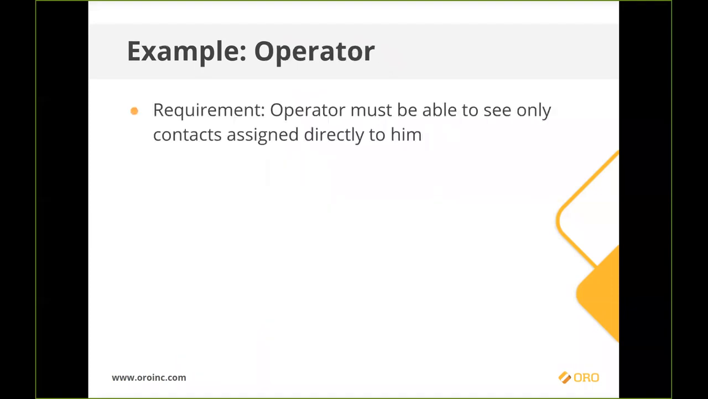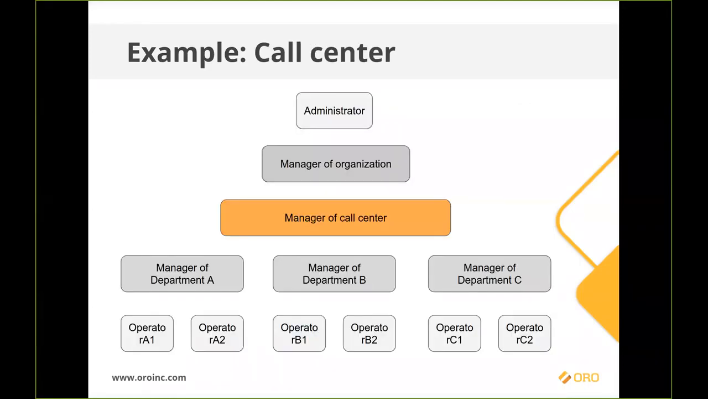So our requirement would be that operator must be able to see only contacts assigned directly to him. So what should be the ownership type and what access level should operator have? Okay, try to think about it, and in a second we will continue the discussion. Again, this is how it looks. And each of those operators should only see records they created by themselves.